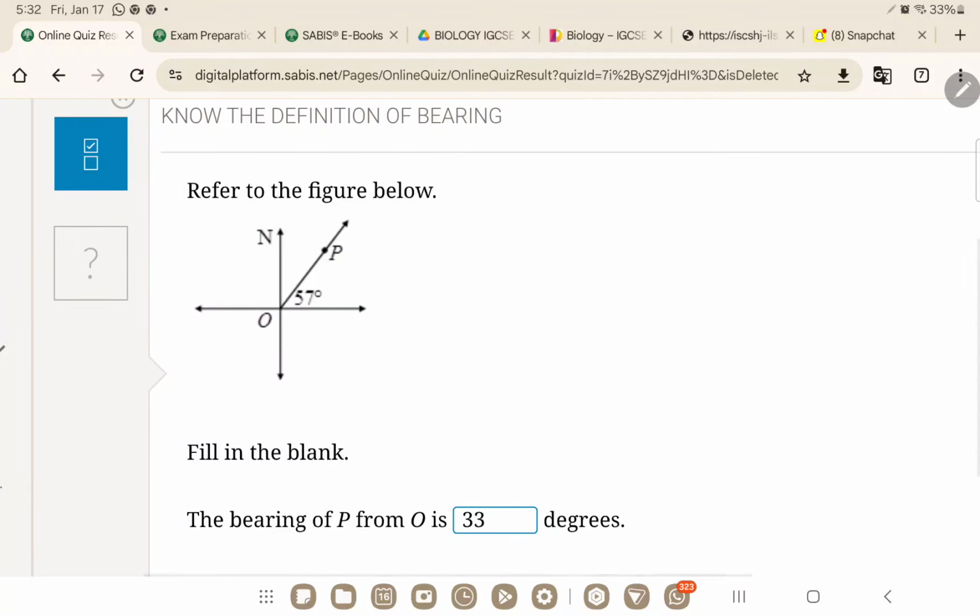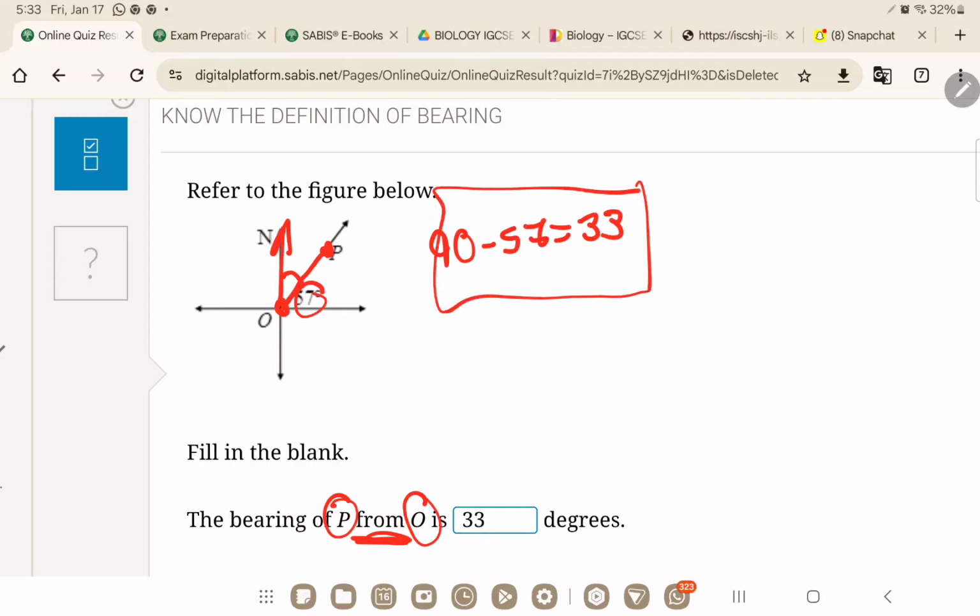The bearing of P from O is something degrees. Always you need to know how to read the question. The bearing of P from O. So O is your original point, and you want P from O. And like I said, you always start with the north. So this from this is this angle. And since one quadrant is 90 degrees and they gave you part of the quadrant, you do 90 minus 57 equals 33. And that is your final answer.